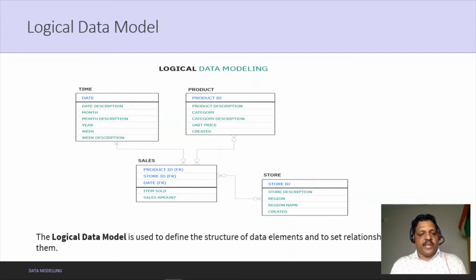Now we have the product, we have sales, there is a relationship. We have sales and we have store. There is a relationship, right? So in the logical data model, we are defining the structure of data elements and setting the relationship between them.